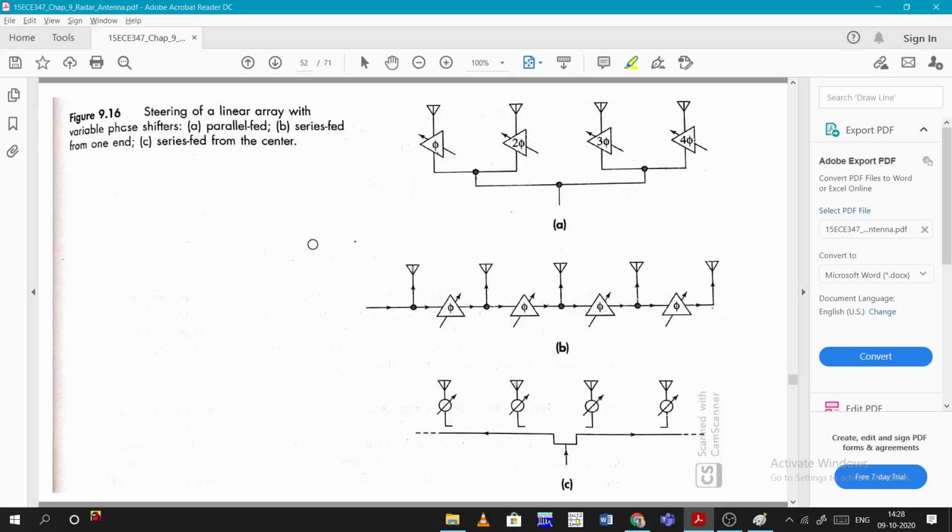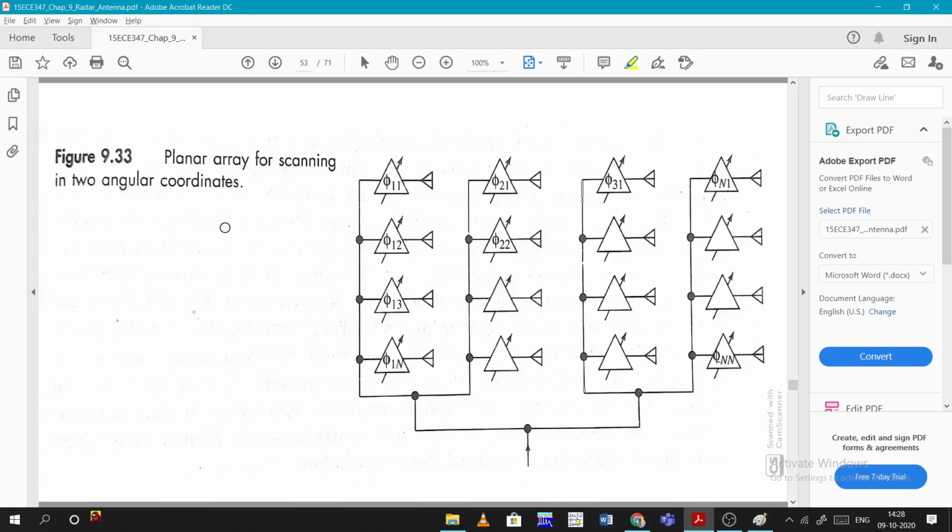Now coming to the types of arranging these arrays. They can be arranged in parallel feed, so you can observe that one will be phi, another will be 2 phi, 3 phi, and so on, like what you have observed previously. Now it can be a serial feed from one end. This is one end, like that. So from one end, all of these will have the same phase phi. There can also be a serial feed from the center. From the center we feed, one will go in this direction, one will go in this direction, like this. Now coming to the planar array of scanning.